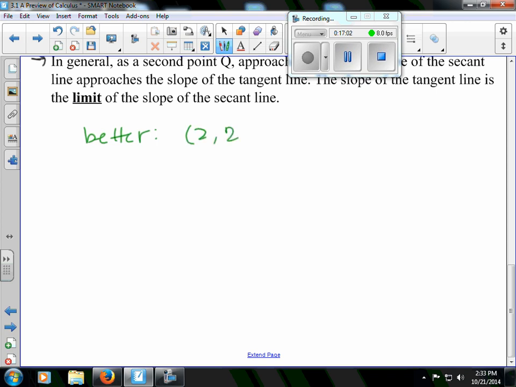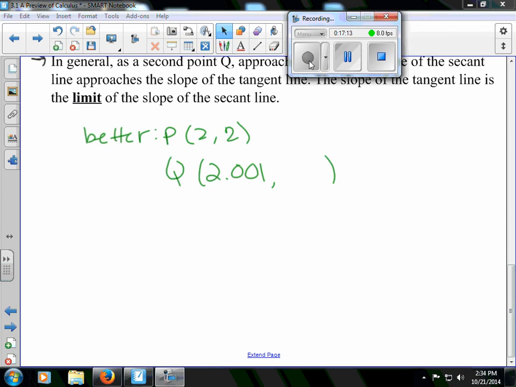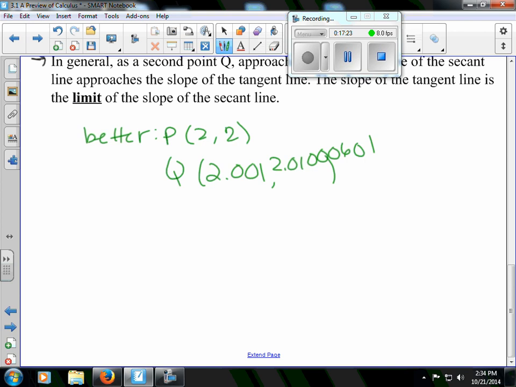Maybe my first point P is (2, 2), and my second point Q, let's just do really, really good. Let's make it 2.001. Let me plug that in and find the y value. When I plug 2.001 into the function, I get 2.010000601.